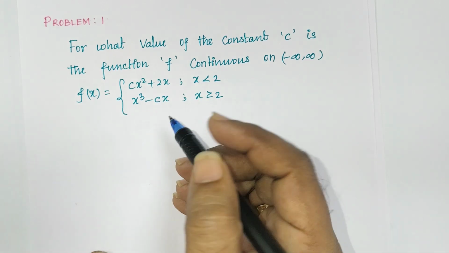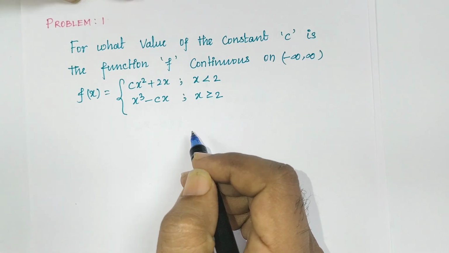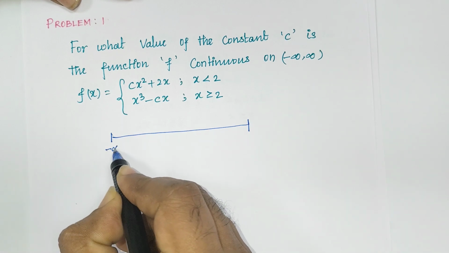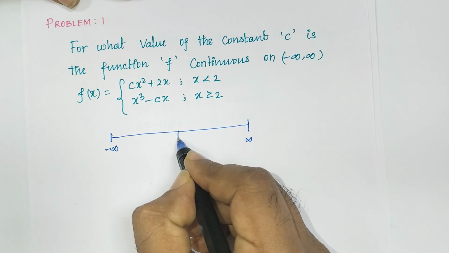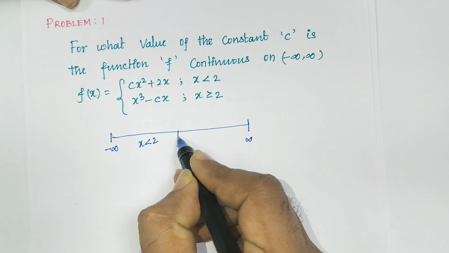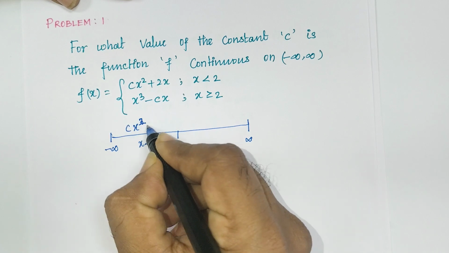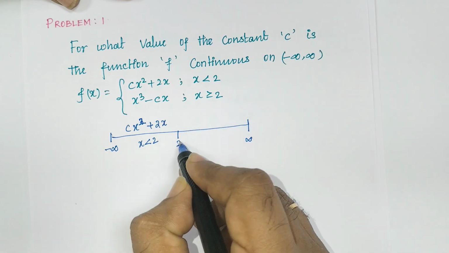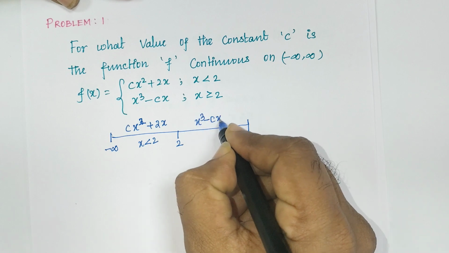The given function f of x is continuous on the interval minus infinity to plus infinity. We can separate the real line, taking minus infinity to plus infinity, and within that, for example, take the point 2. x less than 2 means the side from 2 to minus infinity, where the left hand side function is c x square plus 2x. The right hand side is x greater than or equal to 2, starting at 2 and ending at infinity, where your function is x cube minus c x.